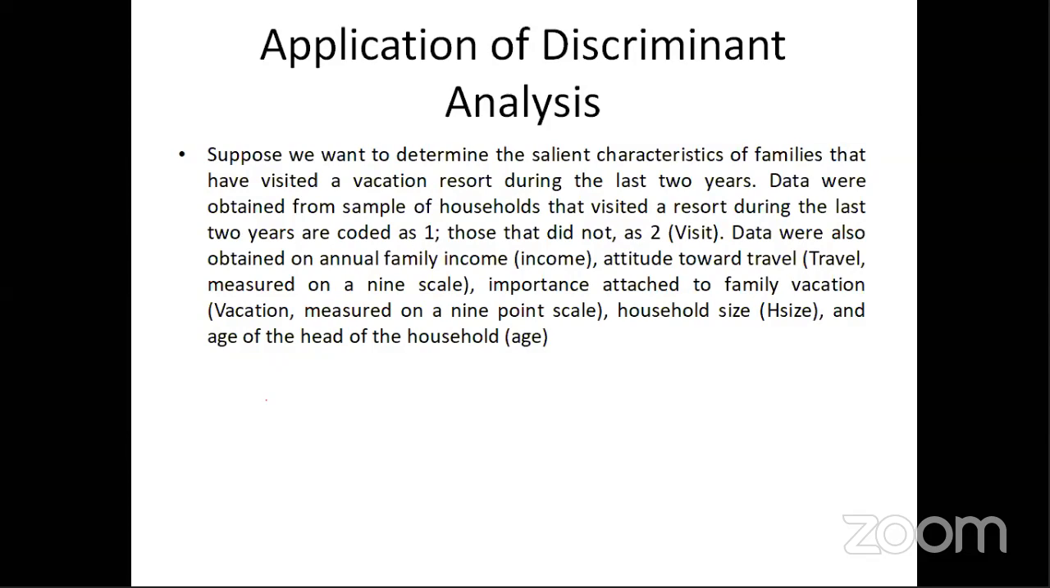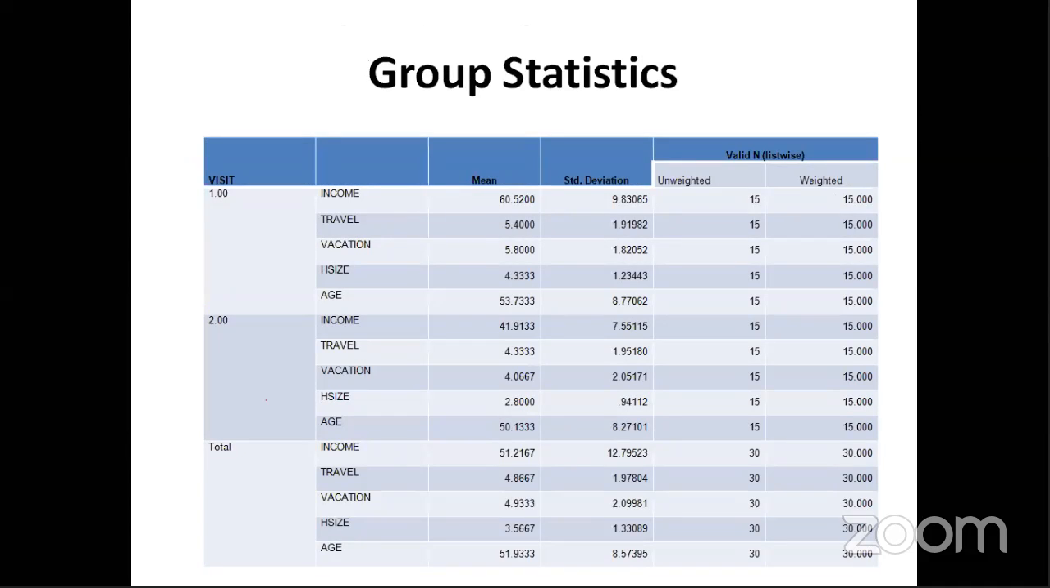Now, I have taken information, and I have already entered it in the software, and you see this is the first table of your SPSS output. As I told you, group statistics will give the mean and standard deviation of each independent variable. As we know, we have two groups, visited and non-visited. For visited, we have given 1.